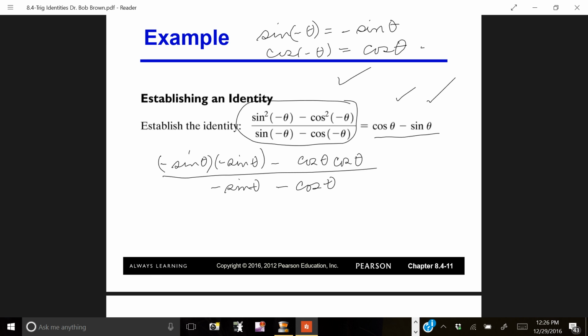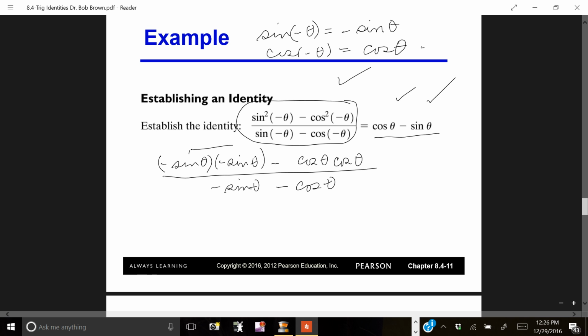So, continuing to work with this, we get the numerator is sine squared of theta minus cosine squared of theta, divided by minus sine of theta plus cosine of theta.